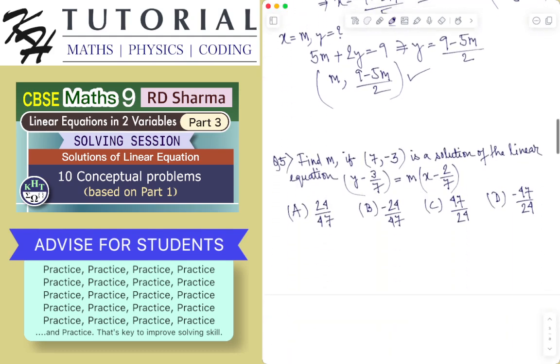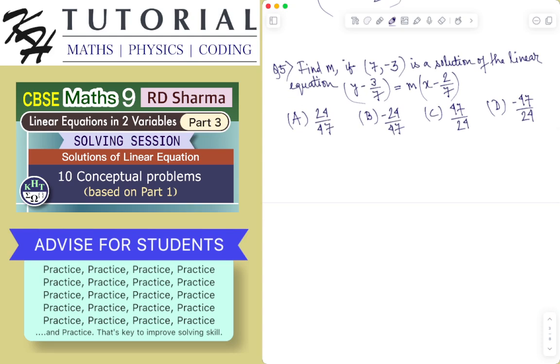Let's see the next problem. Find m if 7 comma minus 3 is the solution of the linear equation (y minus 3) by 7 is equal to m into (x minus 2) by 7. Now, you can see that this linear equation in x and y is not really looking good. It is not in the standard form.